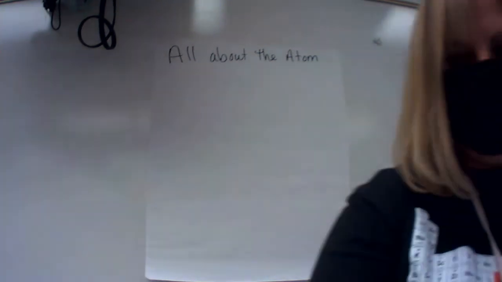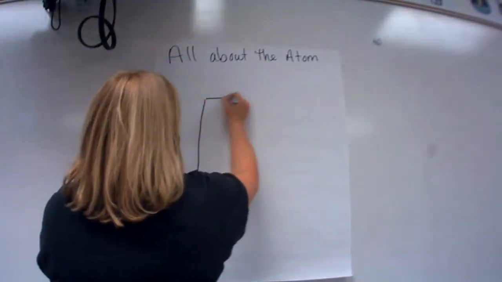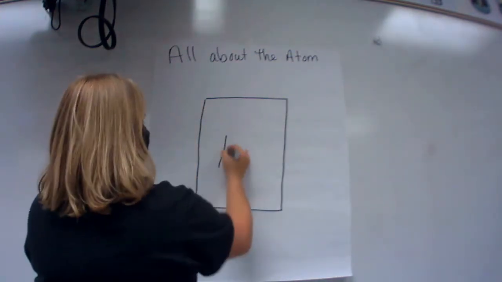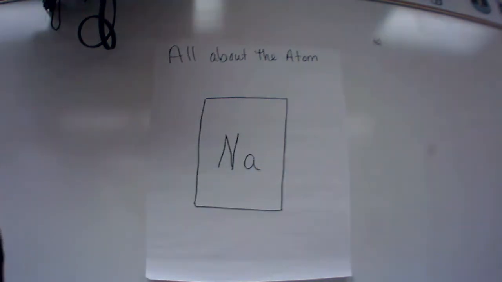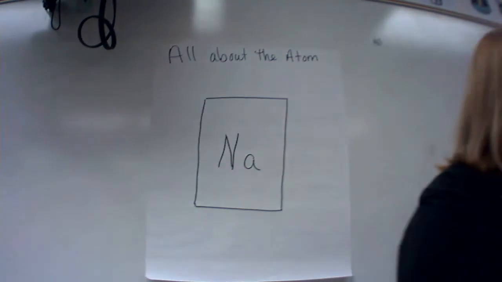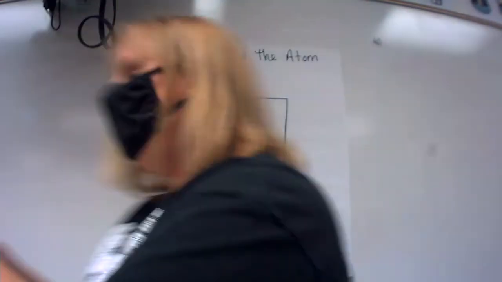Okay, so we are going to talk about what atoms look like on the periodic table. Each atom will look like this. We are going to pick on this atom. Does anybody know what that atom is? Salt or sodium. Sodium. Great job. Okay, so sodium, every atom is going to have this number up here.